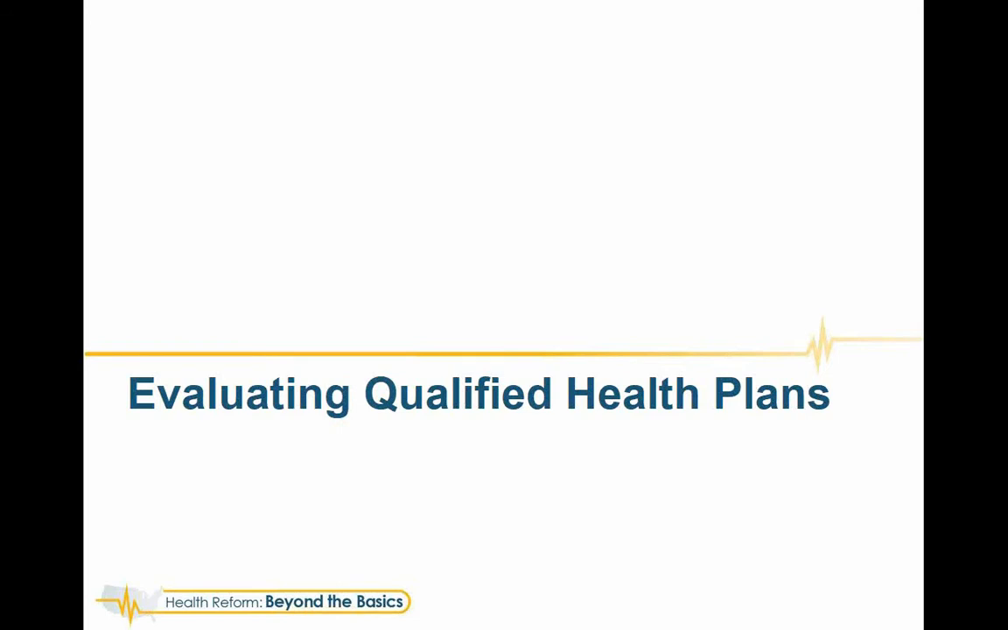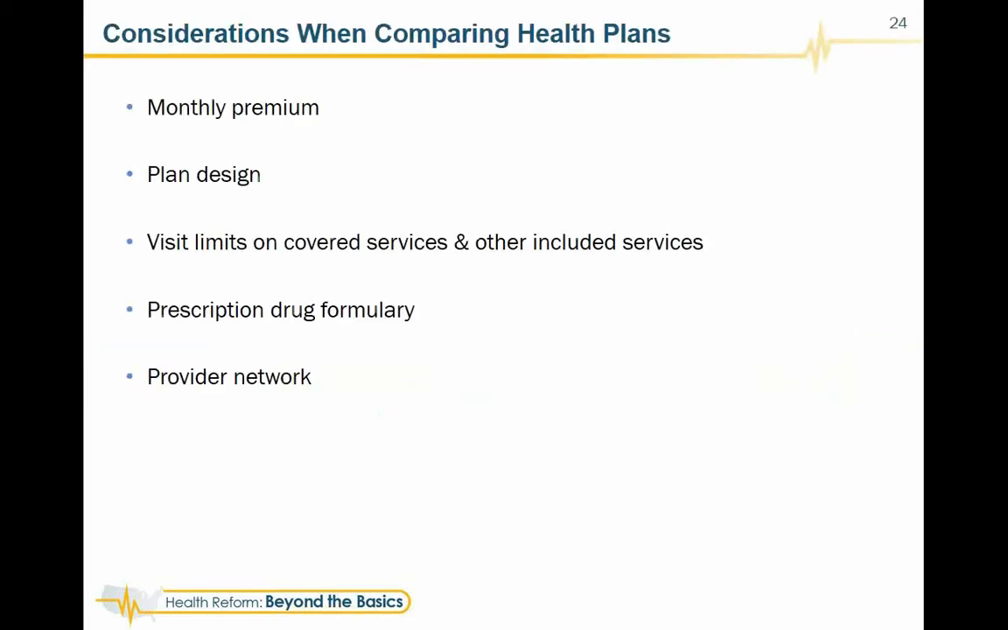meets their needs. So some basic things for people to consider when looking at plans are obviously the monthly premiums. A lot of people want to pay as little as possible per month. So that's always a key thing to look at. You also want to look at the plan design. The cost sharing charges all have a really big impact on how much a person will pay for health services. And it's really important to also look at what services may be exempt from the deductible. You also want to look at visit limits on covered services and other included services.